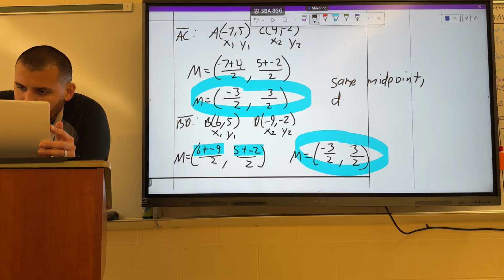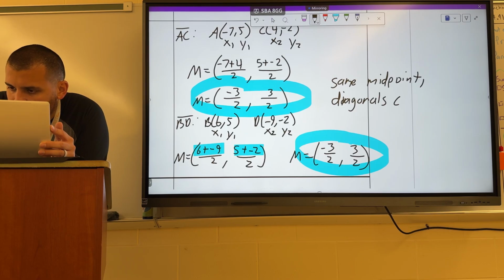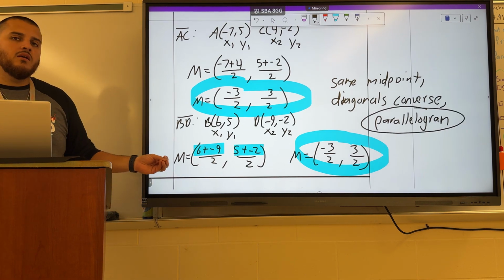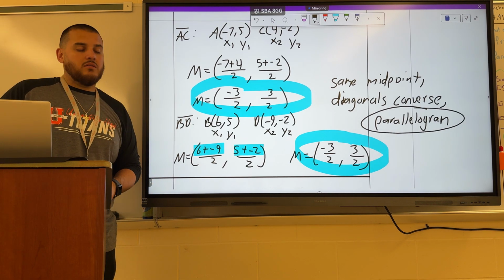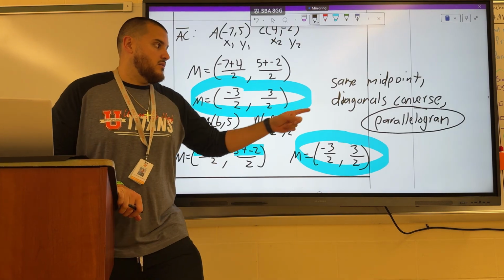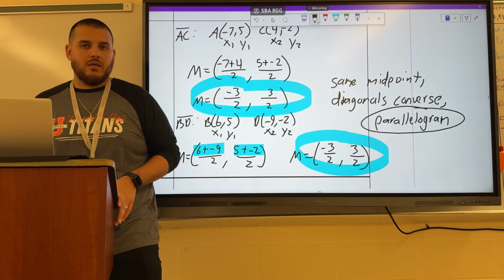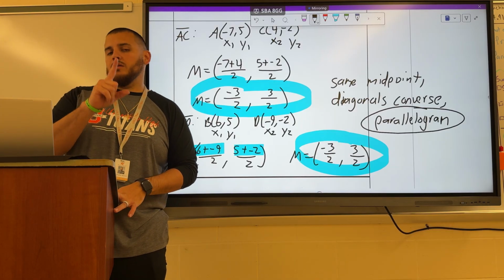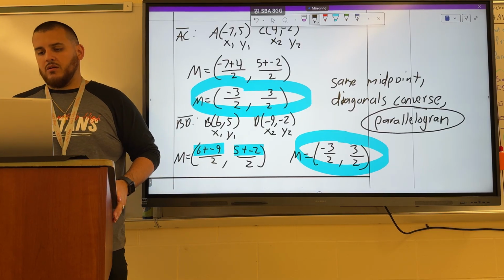All right, so because they have the same midpoint, we can say same midpoint, we can say diagonals converse. I'm just giving you shorthand here of the ways that we can prove that this is a parallelogram. Sometimes certain teachers want more than just math on the paper. They're going to want to know that what you did proves that the shape is a parallelogram. They have the same midpoint, therefore the diagonals are bisecting each other. Diagonals converse tells us this shape is a parallelogram. So again, this is one method we can use to prove a shape is a parallelogram. If diagonals have the same midpoint, it's a parallelogram.